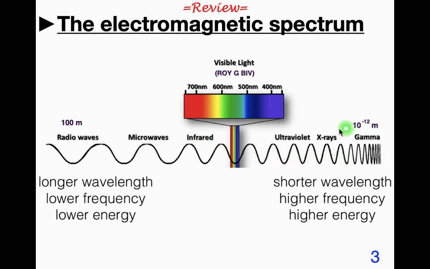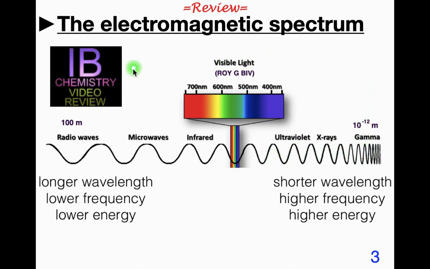On the right side, these are very dangerous. Ultraviolet light we associate with skin cancer, sunburns, X-rays, gamma rays. These are all very dangerous. There's an IB video that you can go to and watch more about it. Remember, just go to tutorials, IB videos, and you want section 2.2.